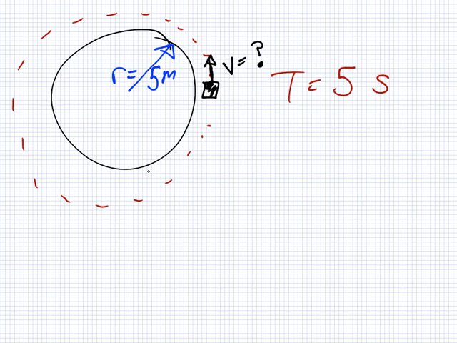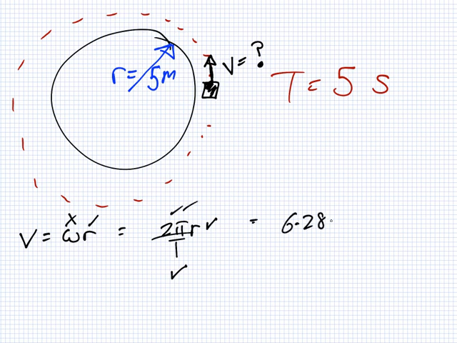Okay, you got an answer? Yep. You got an answer? Yeah. Over here? Yeah, let's have a look. So, we have V equals omega R. Great, we know the R, but do we know the omega? No. But omega is just 2 pi over T. Do we know the T? Yeah, and the R? And the 2 pi. So what's that? 6.2830 times 5 over 5. So the answer is 6.28 meters per second.